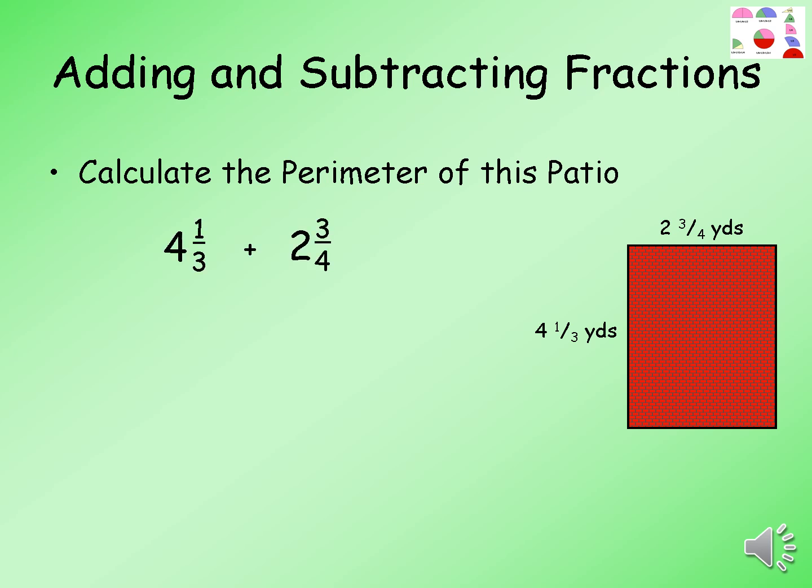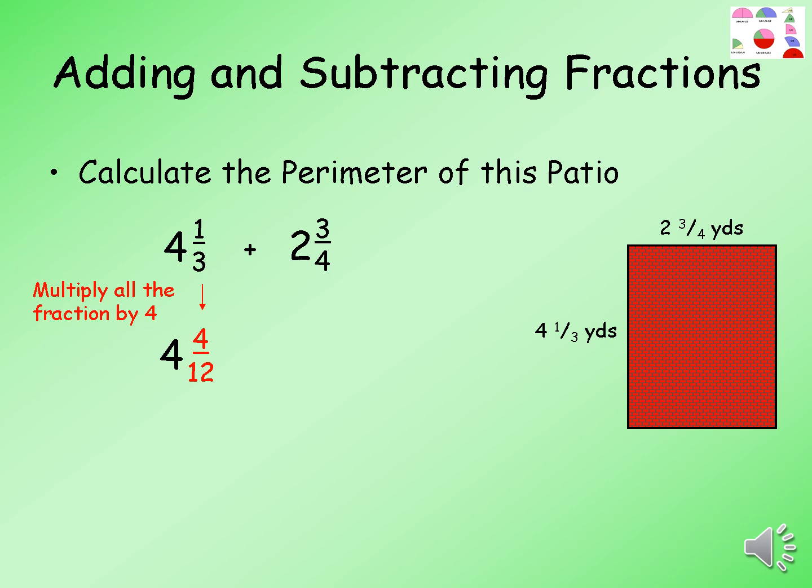Okay, so there's two ways of doing this. In the old school, when I was at school, we made them into top-heavy fractions. So here it would be 4 times 3 is 12, add 1, 13 over 3, plus 4 times 2 is 8, plus 3, 11 over 4, and then you would do the addition. But now the children are encouraged to keep the fractions and the numbers separate. So here the common denominator, sorry, I should have pointed out, is 12.